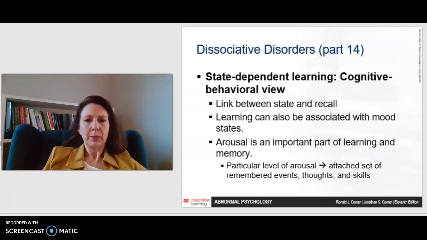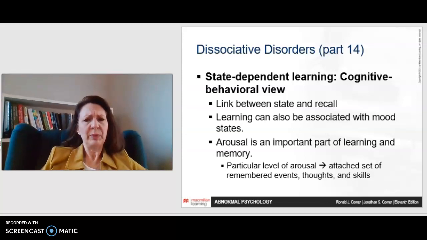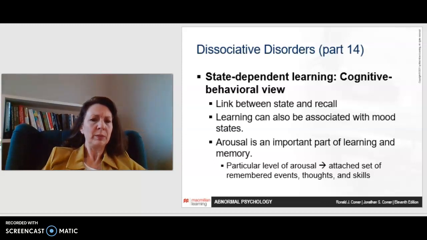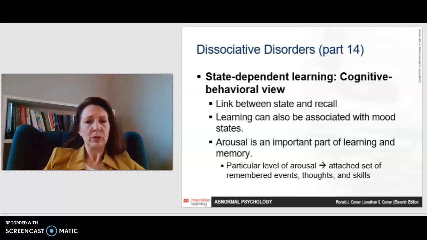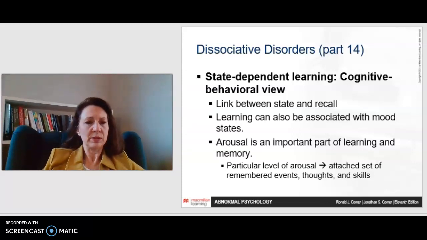State-dependent learning is something we want to touch on as well. This is a cognitive behavioral view. They note that there is a link between the person's state and their ability to recall. Learning can also be associated with specific mood states, and arousal is important in learning and memory. So a particular level of arousal may be attached to a set of remembered events, thoughts, and skills.